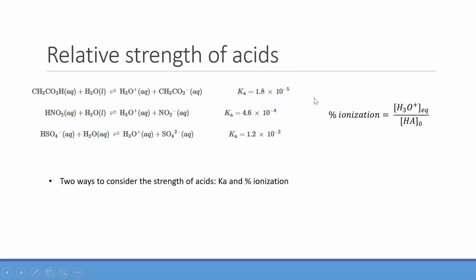The other way to consider the strength of an acid is the percent ionization, which is the concentration of the H3O plus divided by the HA multiplied by 100. Keep in mind that the H3O plus here is the equilibrium concentration, and the HA here is the initial concentration. So it is the initial concentration of your acid that you threw into water, and the equilibrium concentration of H3O plus.